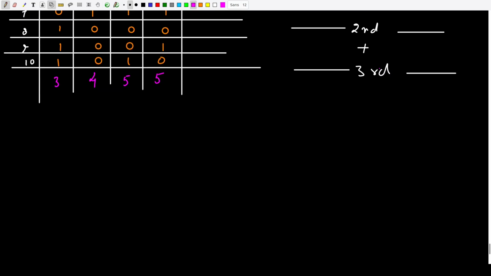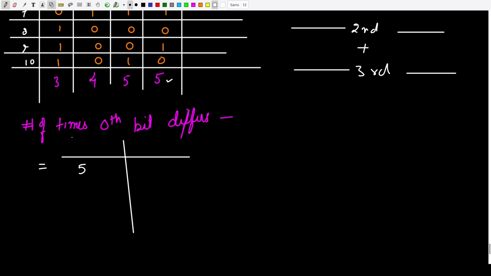Well, we know that the number of times the 0th bit was set to 1 is 5. Okay, so let me just write it down like this: set to 1. So the number of times the 0th bit was set to 1 is 5 times, because of which the number of times it was set to 0 is equal to n minus 5. So in this case, it is 10 minus 5, which is equal to 5.